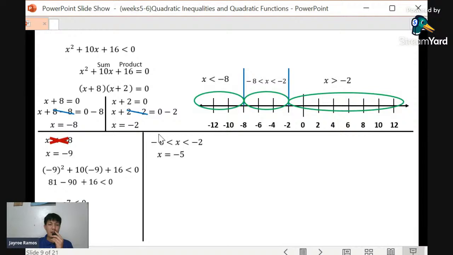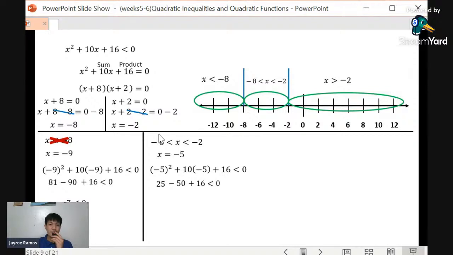So we're going to replace again. So pinilitan lang natin, ginawa lang natin negative 5 squared plus 10 times negative 5, and then copy yung plus 16 is less than 0. And then simplify natin. So what is negative 5 squared? So negative 5 squared will be 25. And then 10 times negative 5, that is negative 50. And then copy lang yung plus 16 is less than 0.